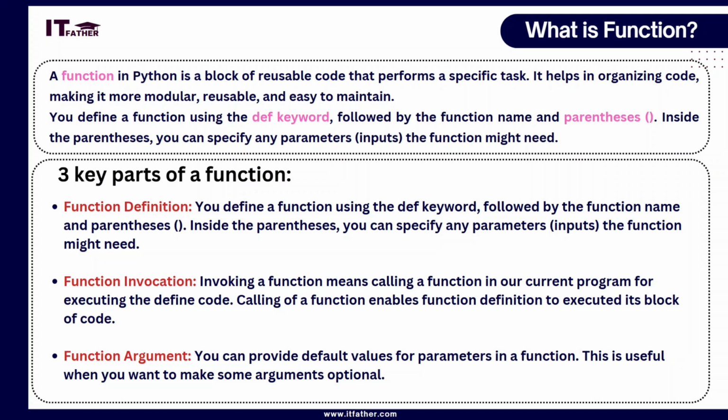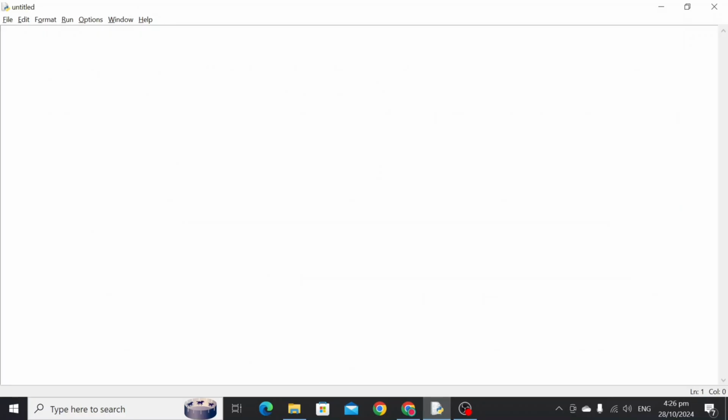Okay, so we are not going top-down and bottom-up approach. We are just taking name of function here. Now in each user-defined function, we have three parts. First is function definition, second is function invocation or function calling, third is function argument. So I'm taking you here for the practical demo.